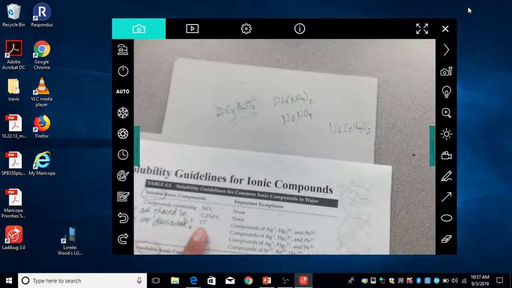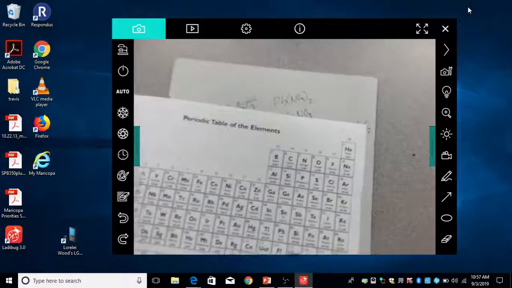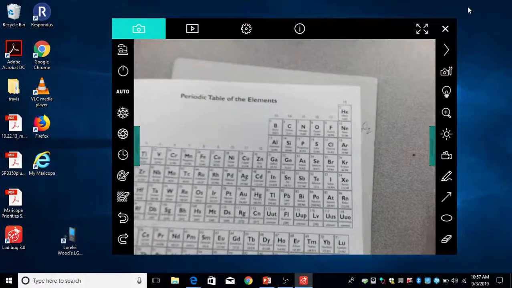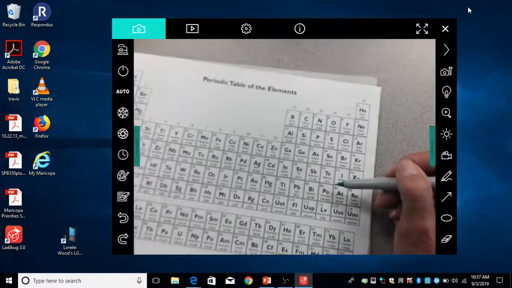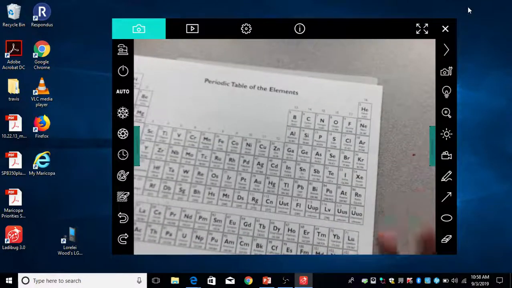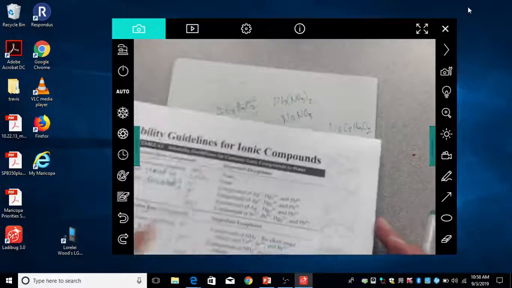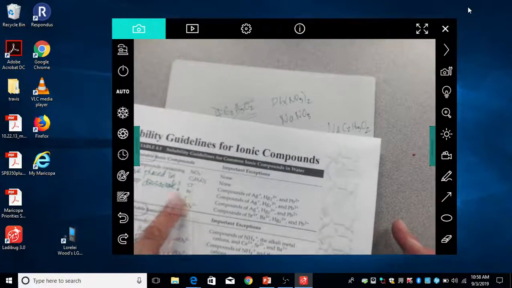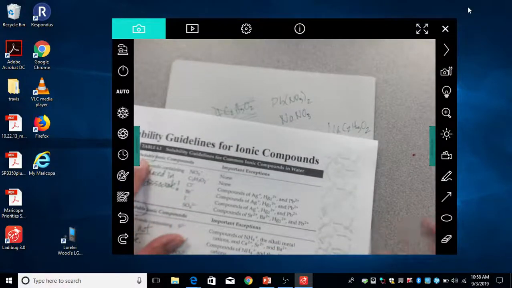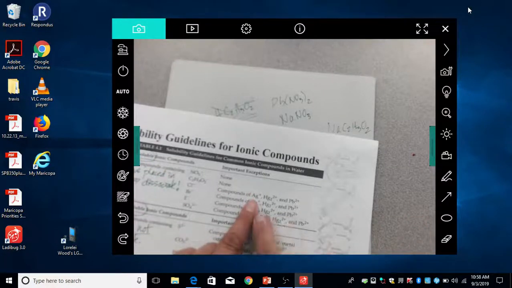So, where are chlorine, bromine, and iodine? This is going to help you remember these rules. Where are chlorine, bromine, and iodine on the periodic table? Right here, they're halogens. They're members of the same family. So because families act together chemically and physically, they all follow the same rules. They're soluble with everything unless the thing that they're hooked up to is silver, mercury, or lead.